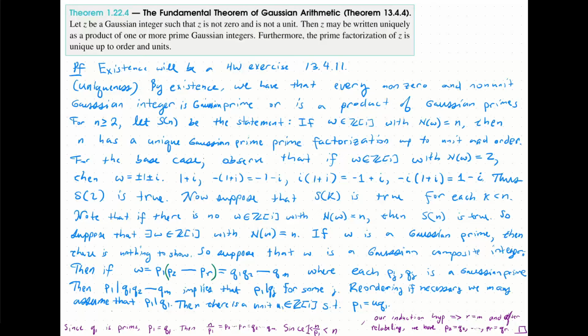We're going to consider w divided by p1, and that's going to be equal to p2 through pr. The only difference is that because now we have units, the right hand side is going to be u times q2 all the way through qm. And instead of using the ordering, we're going to rely on the norm. And so we're going to have an inequality in terms of norms, and then the induction hypothesis will give us our desired conclusion. So let's go ahead and finish this off.